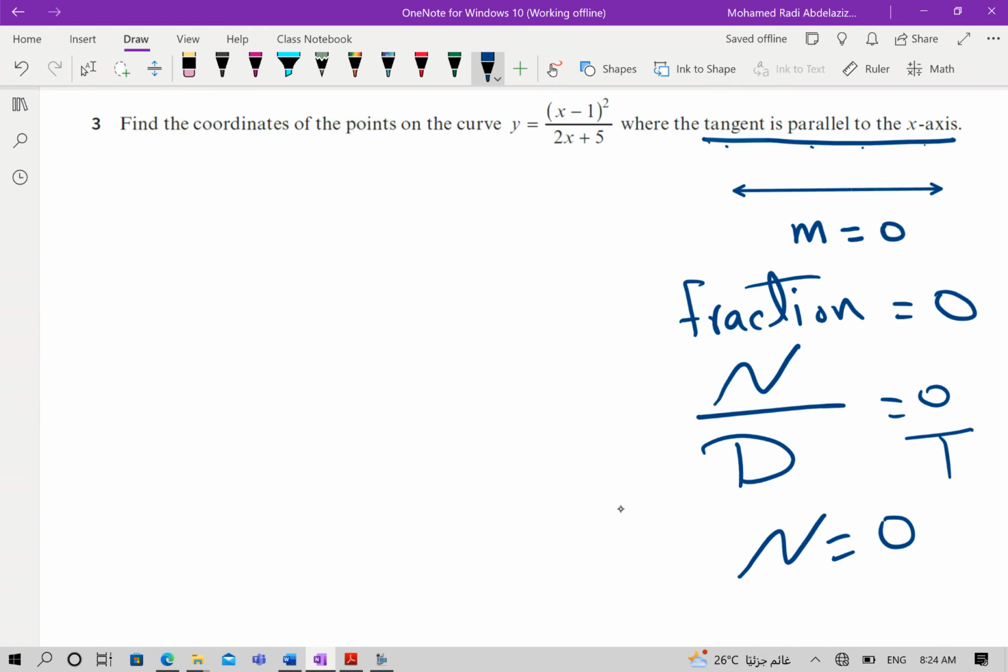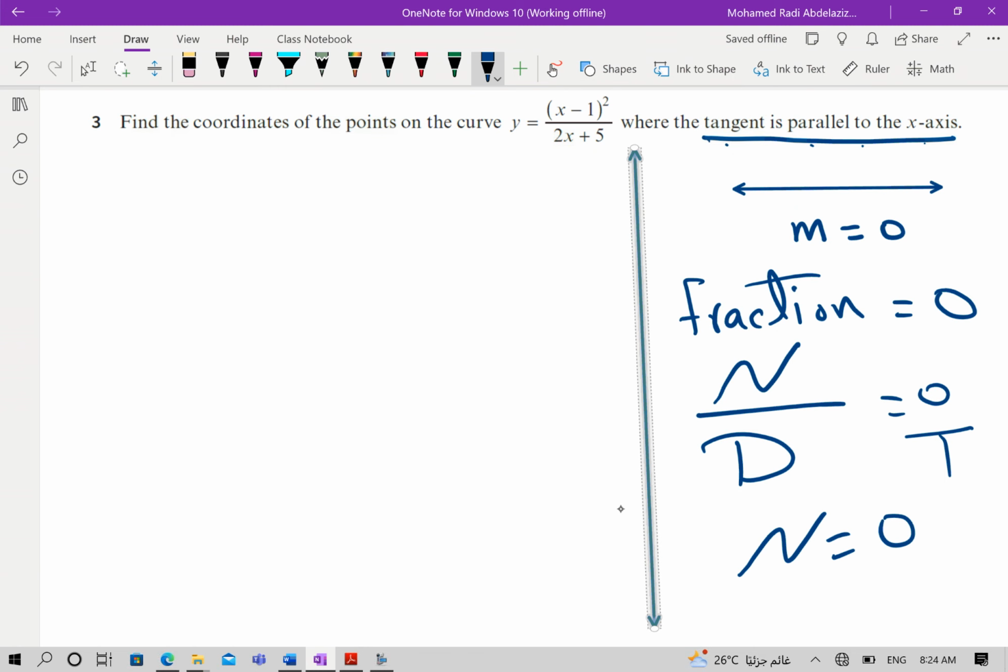So please, we have here two cases. If it is given a line parallel to the x-axis, it means a horizontal line, so its gradient is 0. If your expression is written as a fraction, numerator over denominator, use numerator equal to 0. What about in case it is written vertically, parallel to the y-axis? What is the gradient? The gradient will be infinity, it is 1 over 0, any number over 0.